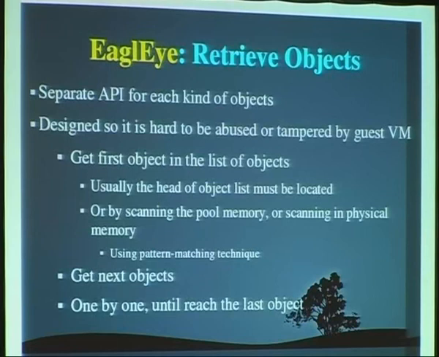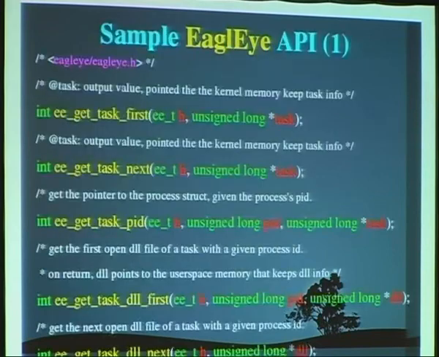We designed the API so that you can get the first object in the list of objects. For example, you want to get the list of all the kernel modules inside the virtual machine. You call one function to get the first kernel module, and after that you have another function to get the next kernel module inside the list, and so on. You repeatedly call that function to get the next object until you reach the last object.